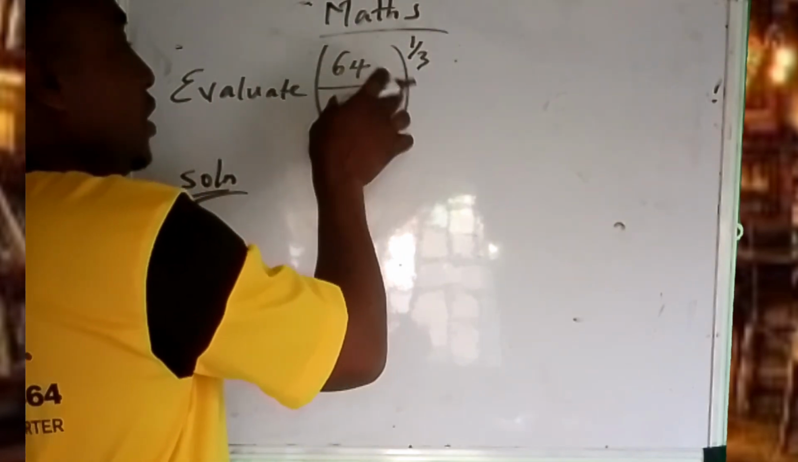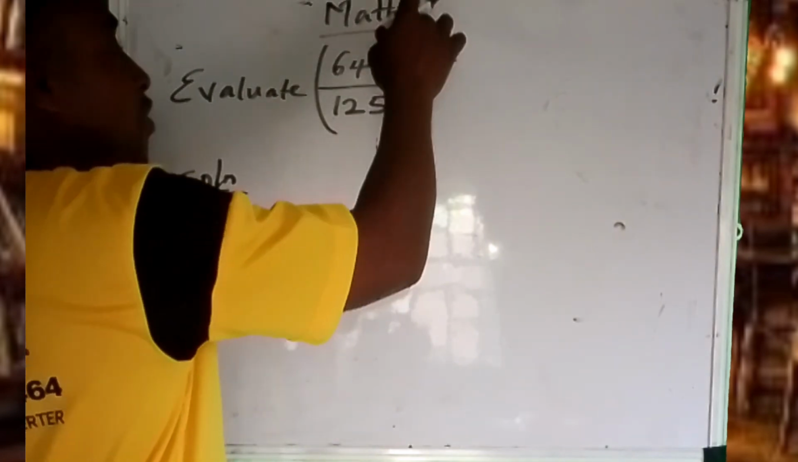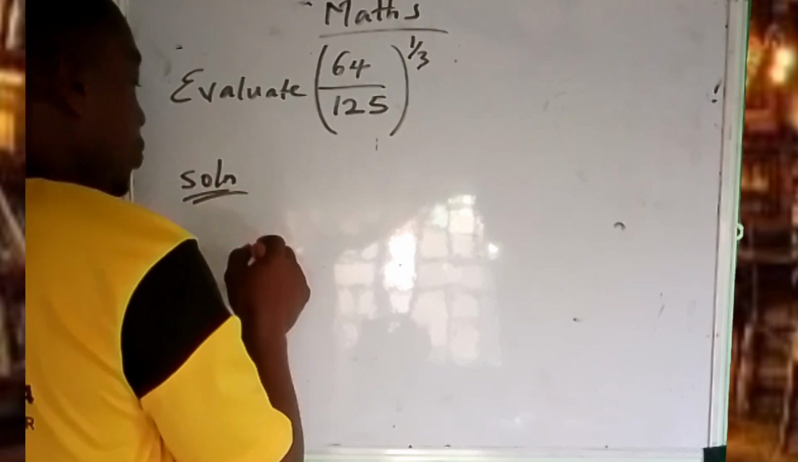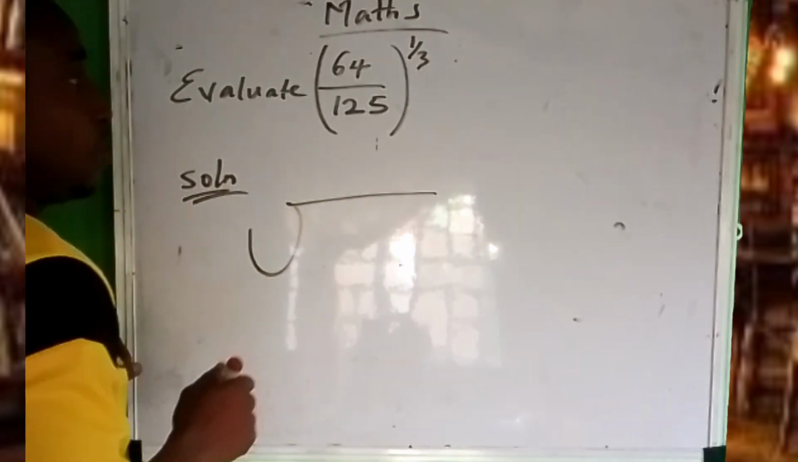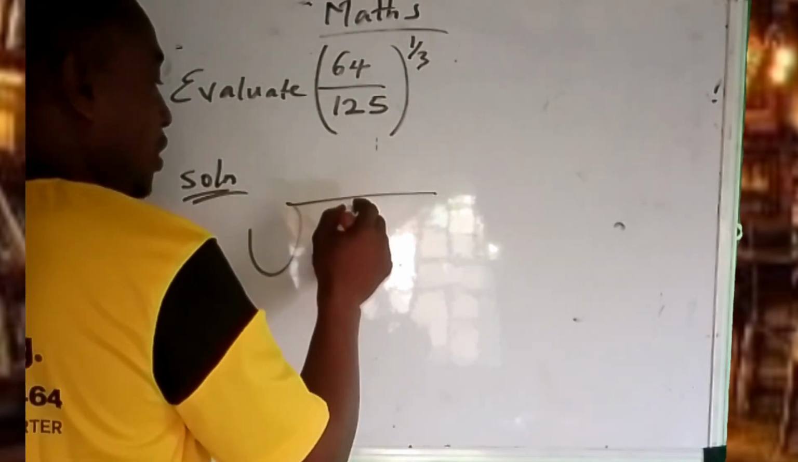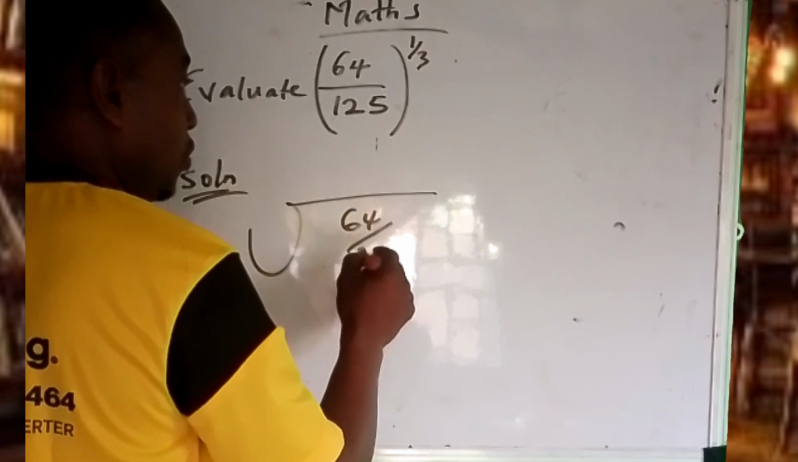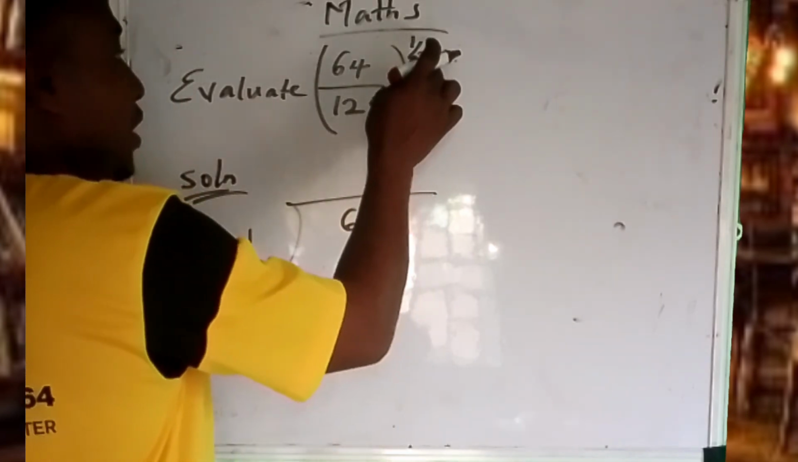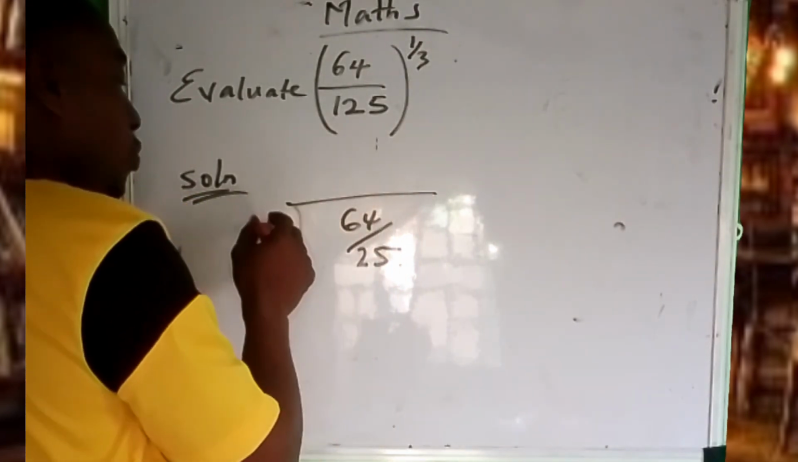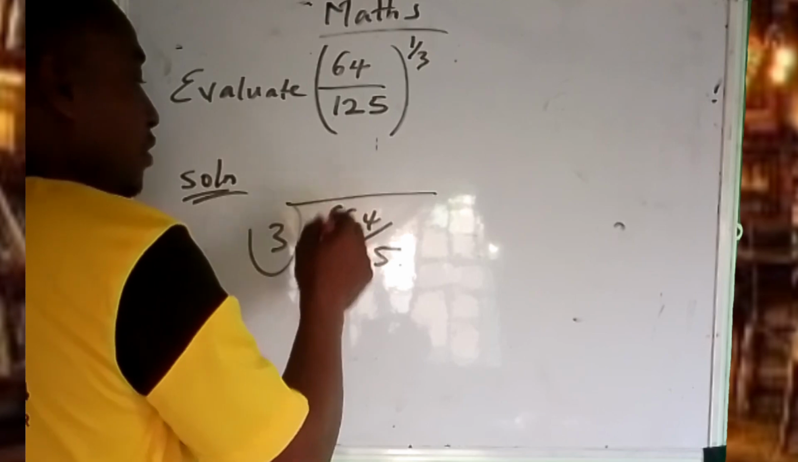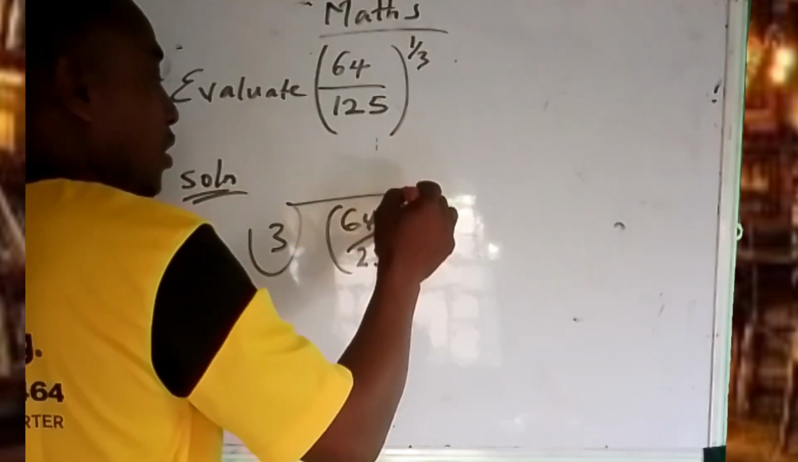Now, because everything here is raised to the power of a fraction, what we do is introduce the cube root, and everything here will be inside the cube root: 64 over 125. Then this denominator 3 will be the divisor, and everything is raised to the power of 1.